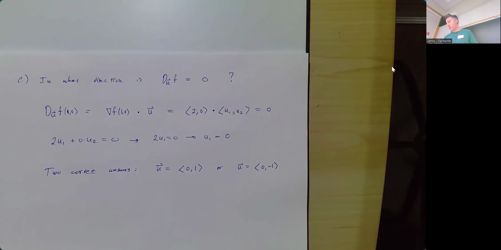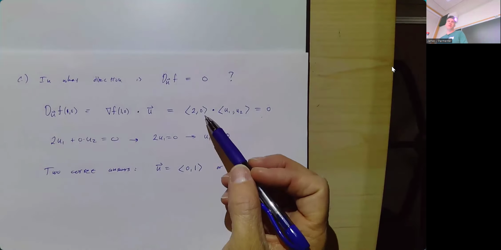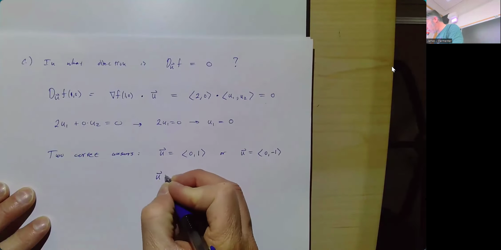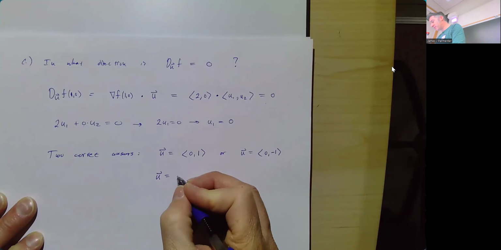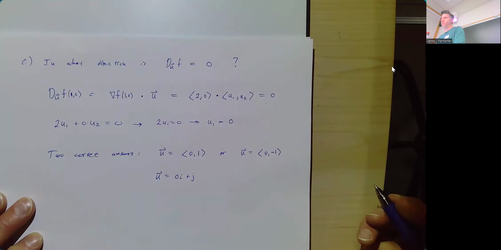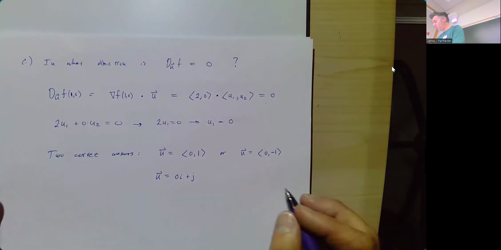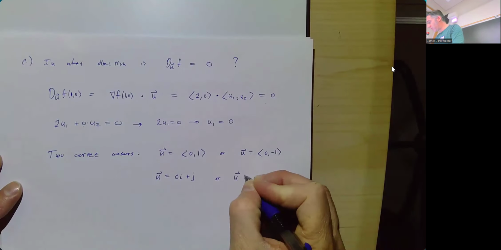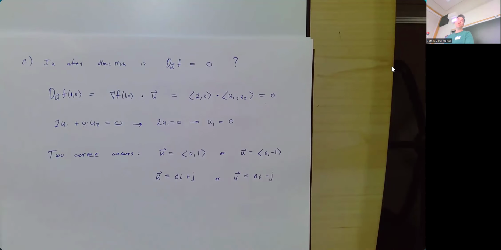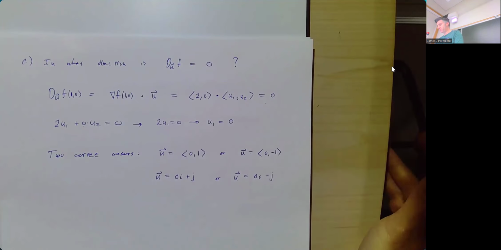I would default to this, but the other way I'd write this is, you could write this as u equal to, I would probably write it as 0i plus j, just to be extra explicit about it, but writing it as j would also be fine. Or u equal to 0i minus j. 1j. I don't want to write 1j, that feels silly, but yeah.